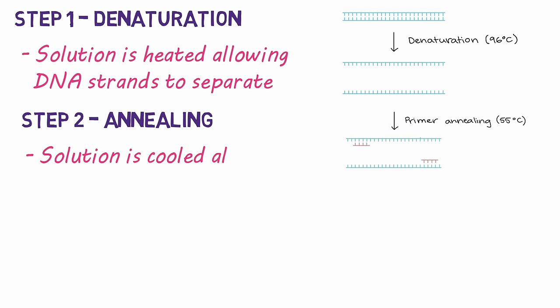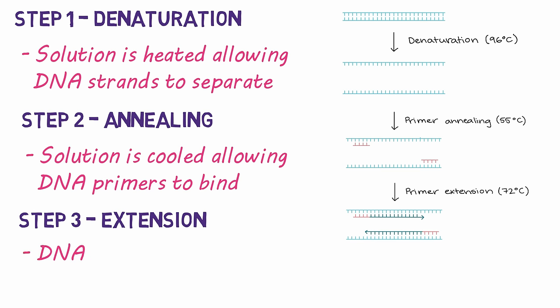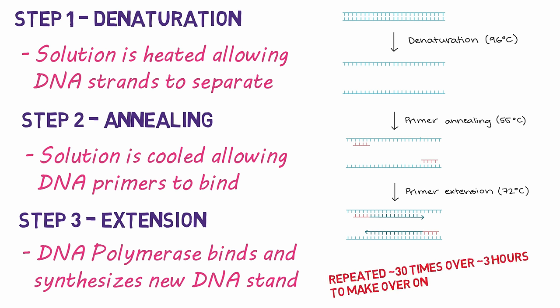The solution is cooled so that the DNA primers can bind to the specific region of DNA you are interested in. Step 3 is extension. The temperature is raised so that the DNA polymerase can bind and perform the necessary operation of synthesizing new DNA strands. This cycle is repeated about 30 times, takes about 3 hours, and creates over 1 billion copies.